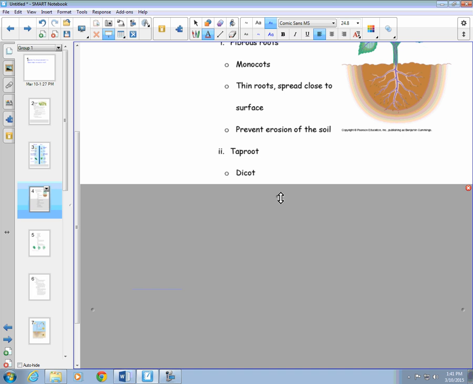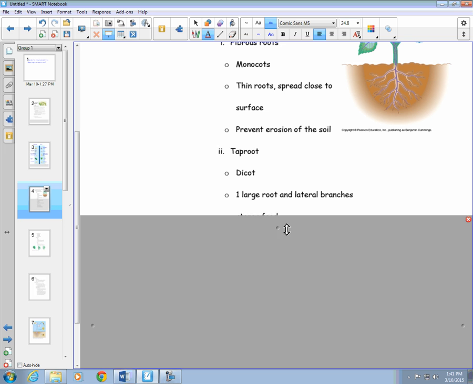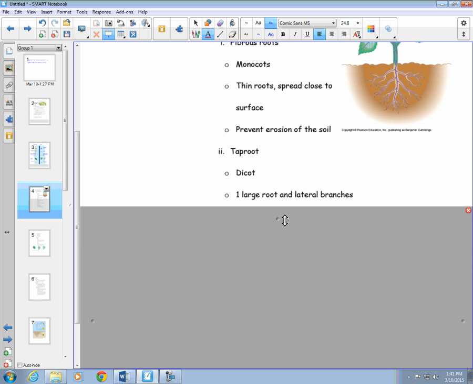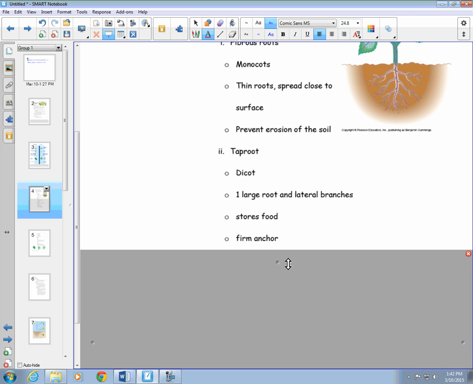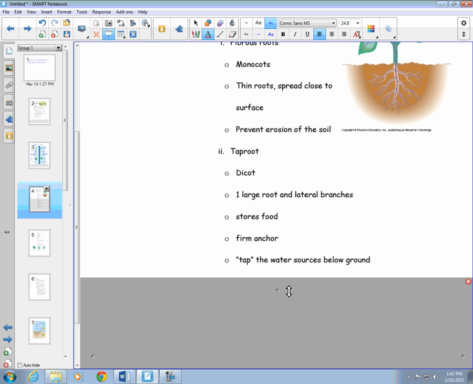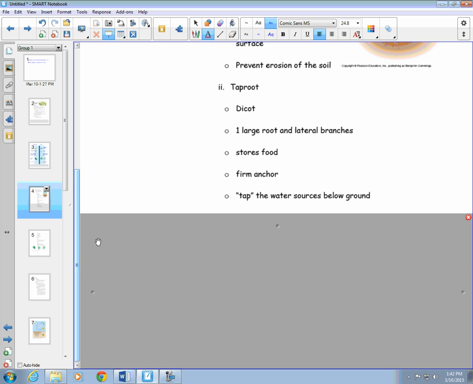We also just mentioned taproots. Taproots are a root that are commonly found in dicot plants. It's one very large root with lots of lateral branches, branches that are reaching horizontally from the main root. Taproot is great for storing food. Carrot is actually a good example of a taproot. They are a very firm anchor. They get their name from the fact that they will grow deep into the soil, searching for a source of water, trying to tap that water source underground.